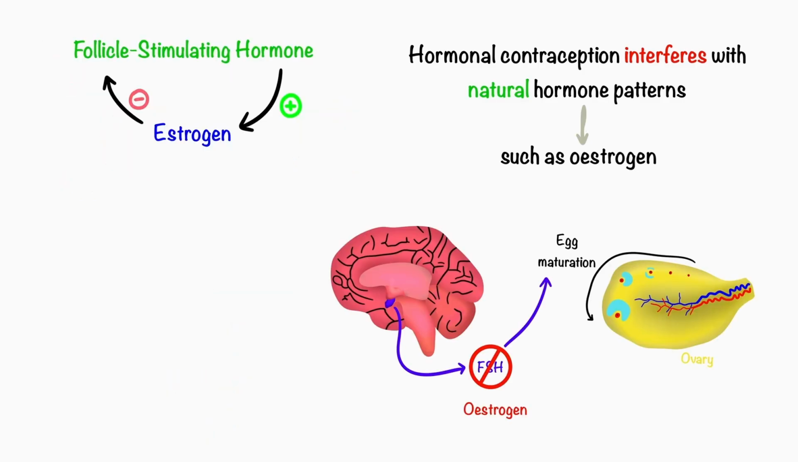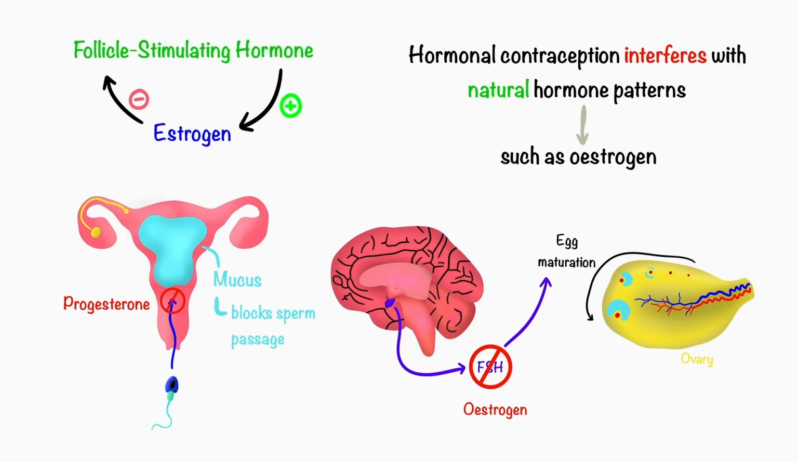Estrogen can be used to prevent egg release from the ovaries. This might seem counterintuitive since estrogen naturally helps stimulate egg release. However, when taken continuously in contraceptive form, estrogen actually prevents the production of follicle stimulating hormone. Without follicle stimulating hormone, egg development and maturation stop and ovulation doesn't occur.